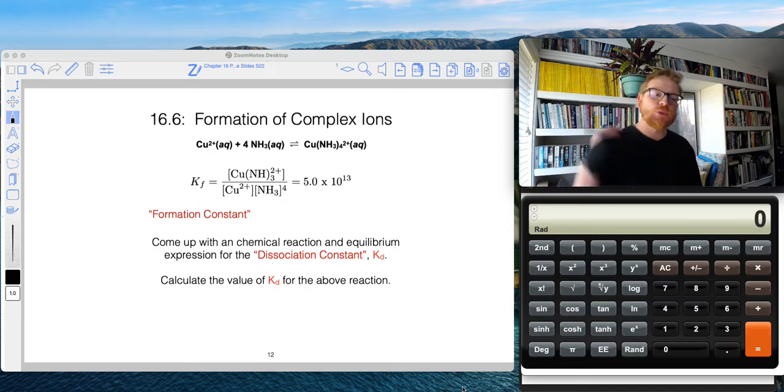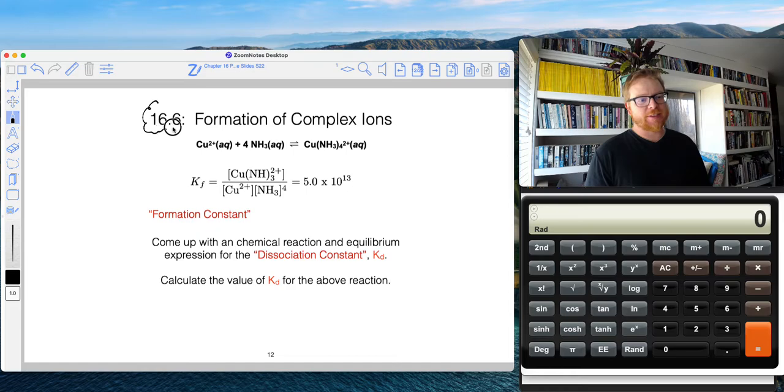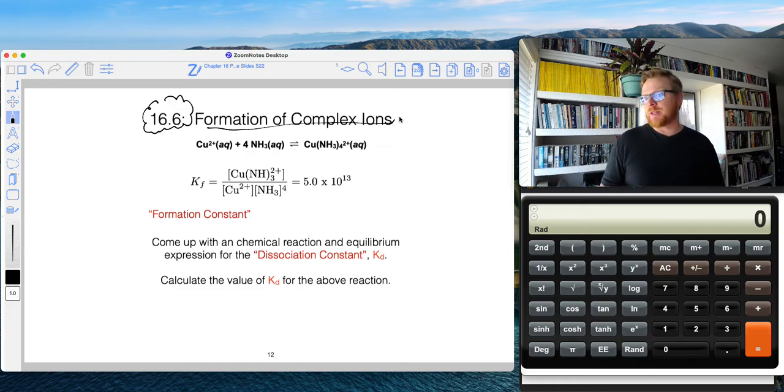Folks, now we're going to swing back into this chapter 16, resuming back to 16.6 in the formation of complex ions. So we took that little deviation into chapter 22 just so that we could understand complex ions and coordination compounds in a little bit more detail. But now we're going to get back into the equilibrium stuff.